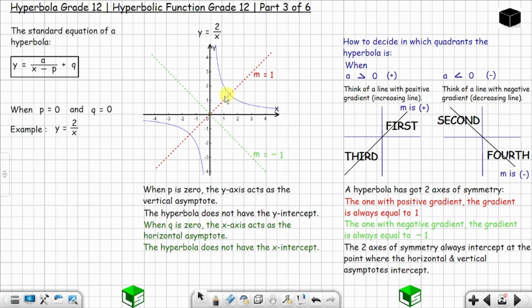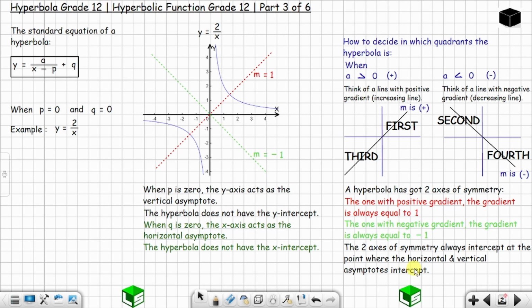Okay, you have your horizontal and vertical asymptote in this example, right? Which are your x-axis and your y-axis. They intercept at that point. Even the axis of symmetry, this one and this one, they also intercept at that point. This is always the case. The axis of symmetry will always intercept at the point where the horizontal and vertical asymptote intercept.